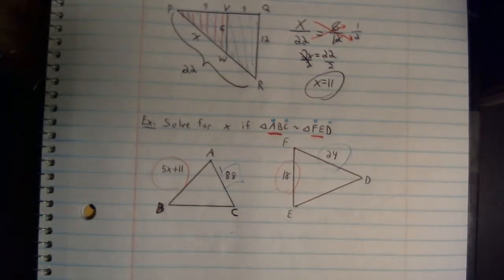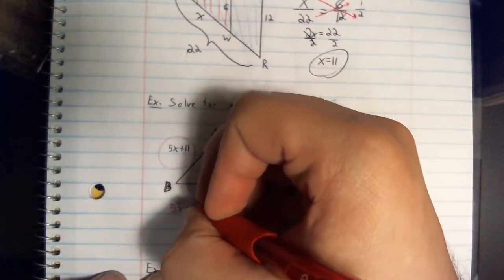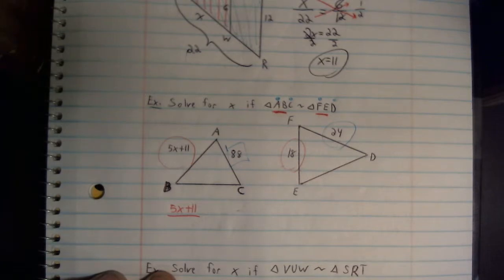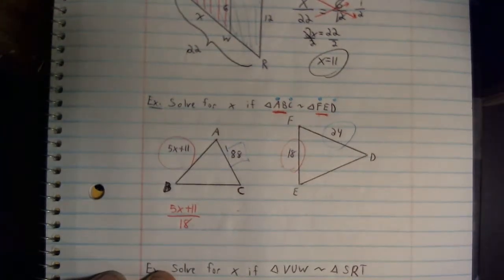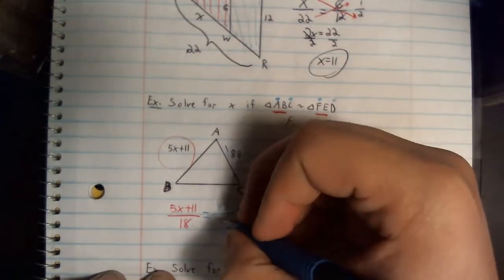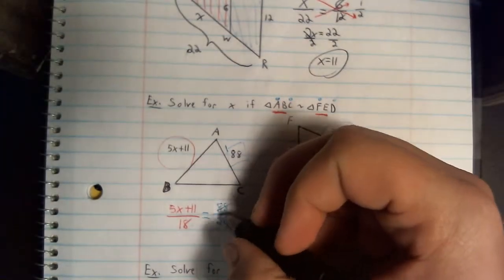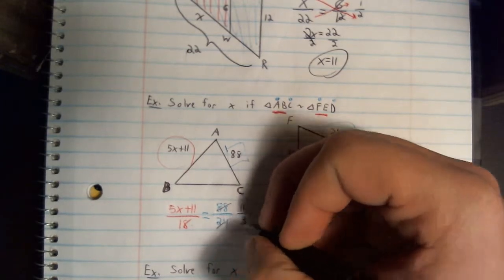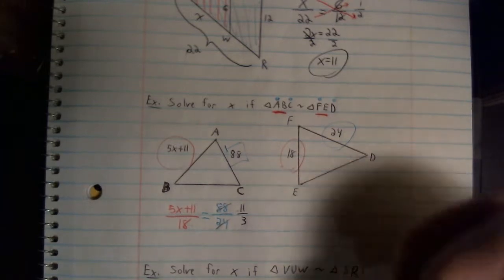So when I write my ratio out, I'm going to use 5x plus 11 compared to 18 as 88 compares to 24. Now I have the proper ratios set up. Let's reduce if we can. These both look to be divisible by 8, so that's going to give me 11 over 3. And now my multiplication should come out a little bit easier.